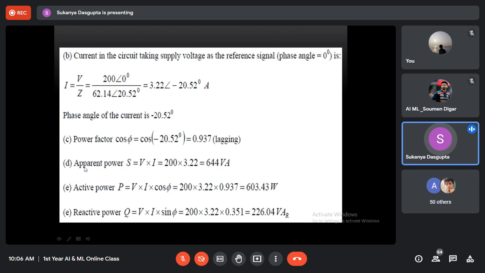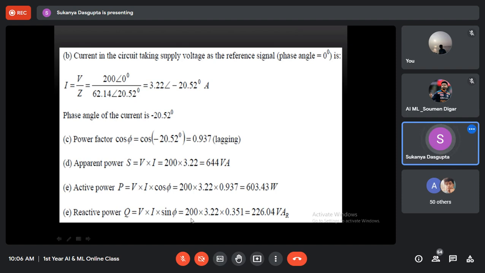Next, apparent power. Apparent power is just the product of RMS voltage and RMS current. Already we have calculated RMS current, RMS voltage was given in the problem. So this is the value 644 volt ampere or 0.644 kVA, kilovolt amperes, the value of apparent power. Okay, and active power is capital P, which is VI cos phi. Reactive power is capital Q, which is VI sin phi.